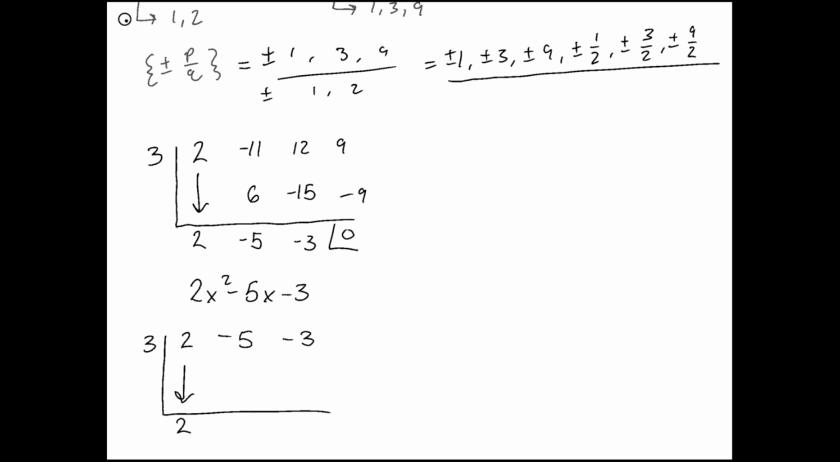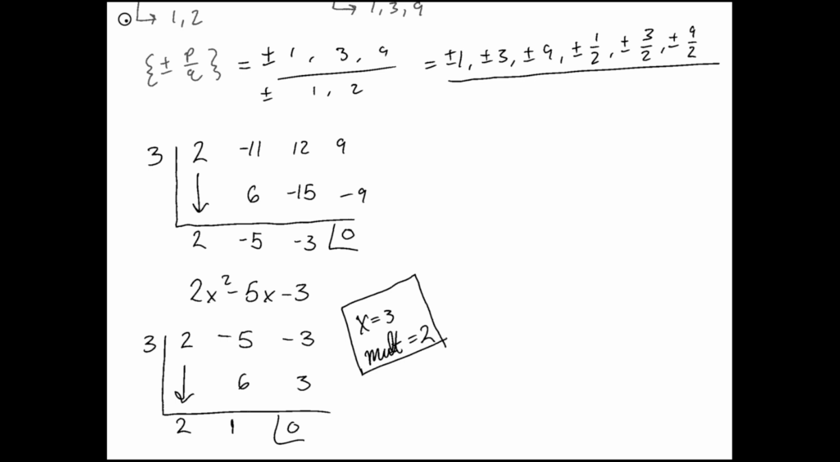Bring the 2 down. That is 6, positive 1. 3 times 1 is 3, and 0. So what this tells me is that this term right here, 2x plus 1, has multiplicity 2. Or sorry, not that, but that term doesn't matter. The 0 is x equals 3, and this has multiplicity of 2. So we're going to box that in.